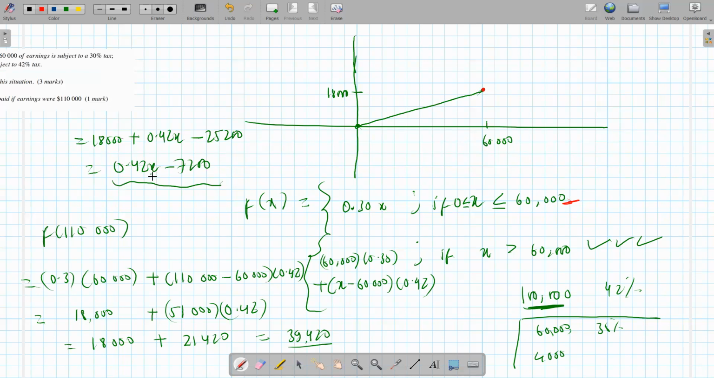And I'm just going to plug in another value here, maybe when it's like 90,000. So I'm just going to plug 90,000 in there. 0.42 times 90,000 minus 7,200. I get 30,600. So that's my second point, and I'll just join them. And the second function goes on forever.